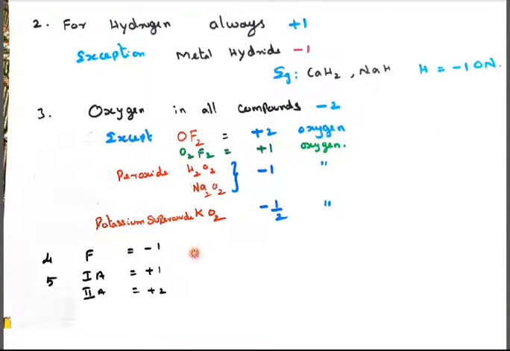For fluorine, -1 always. First A elements, the alkali metals, have +1 valency. Second A elements, the alkaline earth metals, have +2 valency. Alkali metals are lithium, sodium, potassium, rubidium, cesium, and francium, which is a radioactive metal. And second A: beryllium, magnesium, calcium, strontium, barium. Radium is a radioactive element. These are called alkaline earth metals, and the alkali metals are the first A group.